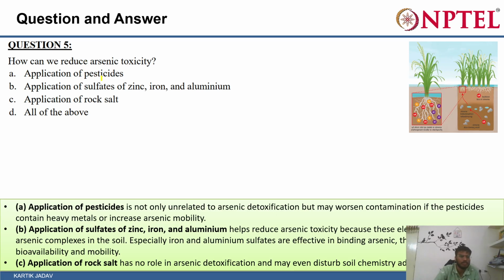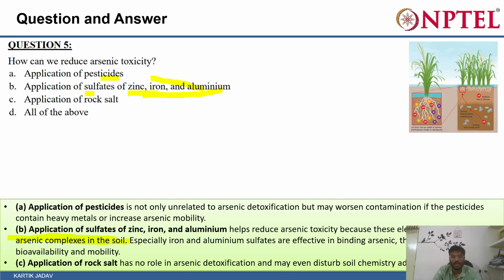So by application of pesticides, application of sulfates of zinc, iron and aluminium, application of rock salt, and all of the above. We know that by applying sulfate of zinc, iron and aluminium, that helps us to reduce the arsenic toxicity because these elements form insoluble arsenic complexes in soil.